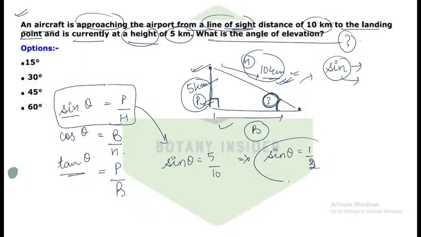So when you get sin theta as 1 upon 2, this is something you need to keep in mind. There's a specific table for the same. The value of sin is 1 upon 2 at 30 degrees. That means the angle of elevation is 30 degrees. Simple. Answer is option number B. Okay, very simple, very straightforward question.